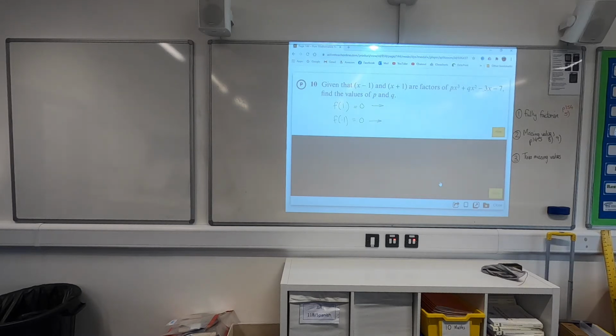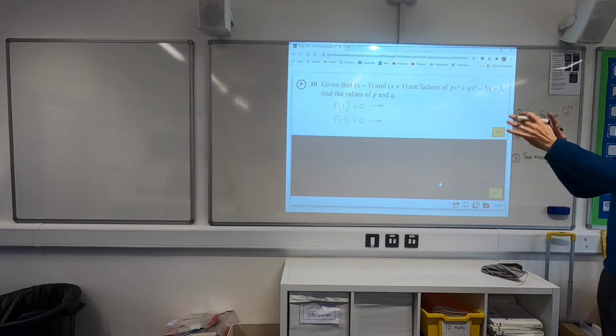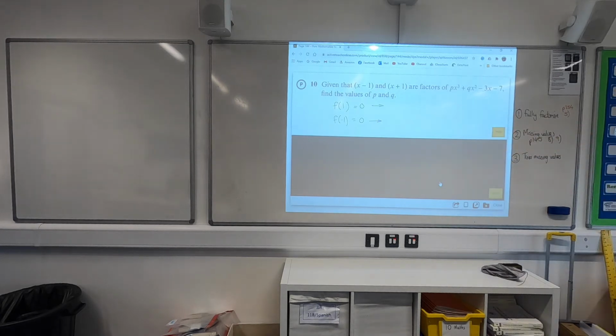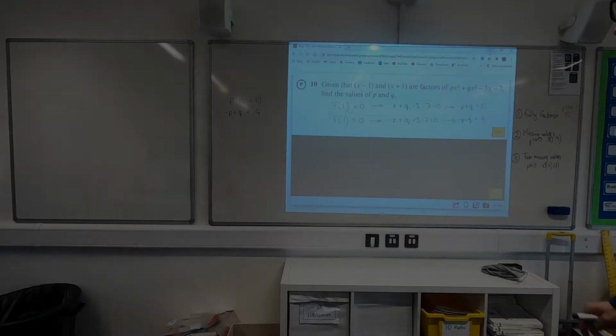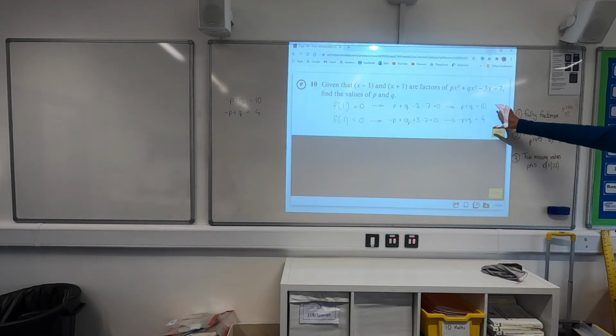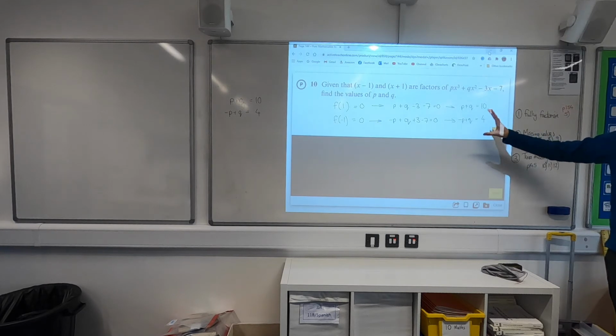You'll end up with a GCSE style simultaneous equation with some p's and q's equaling something. Have a go, see if you can get somewhere with that. And then question 11 and 12 are similar. So hopefully you could see where I've got these from. And I call these GCSE simultaneous equations.